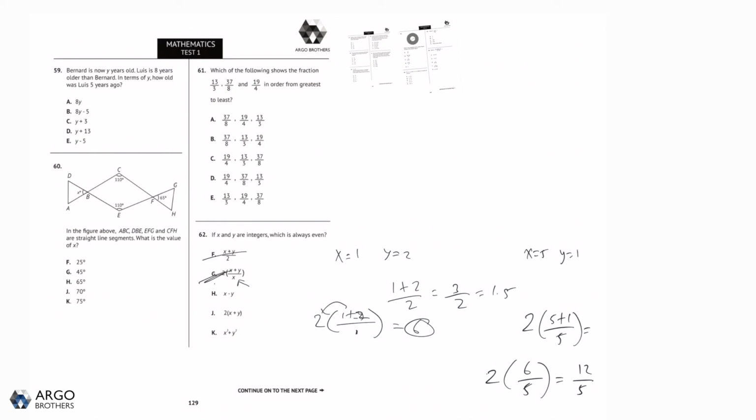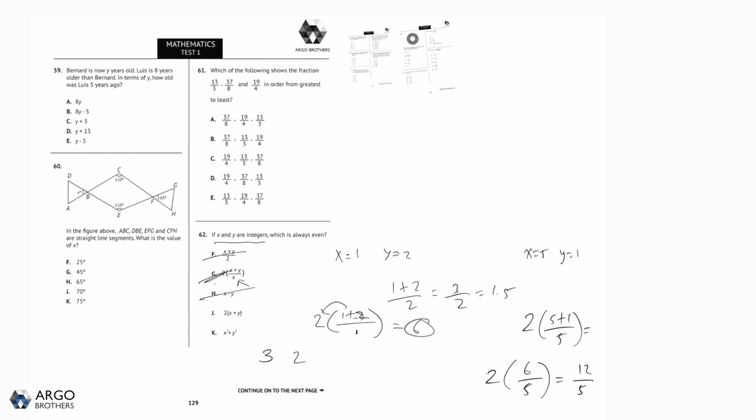H, x minus y, well, this is pretty simple to rule out. x and y are just integers. These are the only conditions I'm given. I can say that x is equal to 3, and I can say that y is equal to 2. Therefore, 3 minus 2 is 1. Therefore, H does not have to be even.